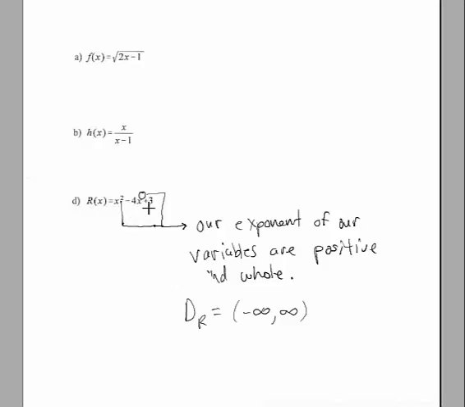The x's were just numbers. They don't hold any real world physical quantity significance. And we have positive whole numbers for exponents of the variables. So the domain is all real numbers. We can put any number that we want into R for x, and we'll get a real number back.